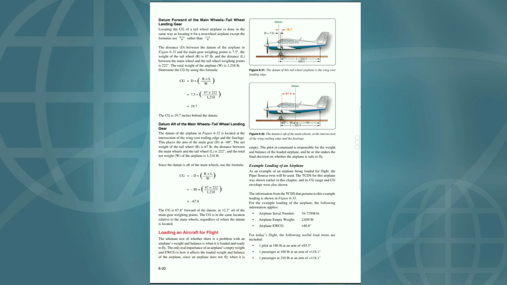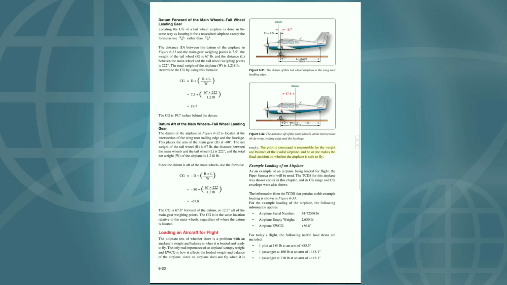Datum 19.7. D equals 7.5. L equals 222.0. 229.5. Figure 6-31. The datum of this tailwheel airplane is the wing root leading edge. Datum 67.8. D equals -80.142. L equals 222.0. Figure 6-32. The datum is after the main wheels, at the intersection of the wing trailing edge and the fuselage.